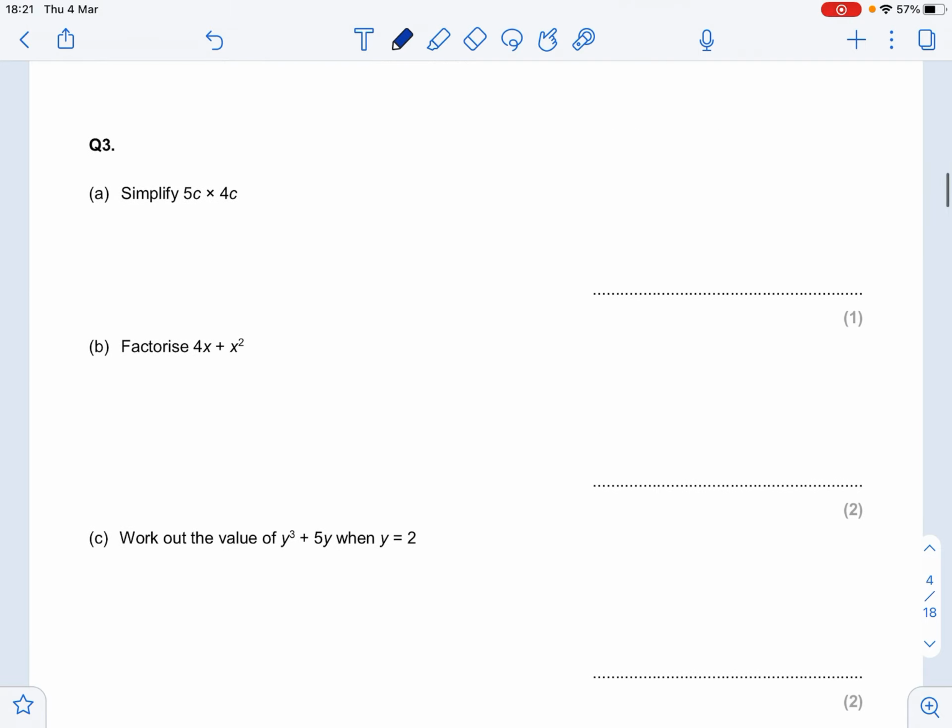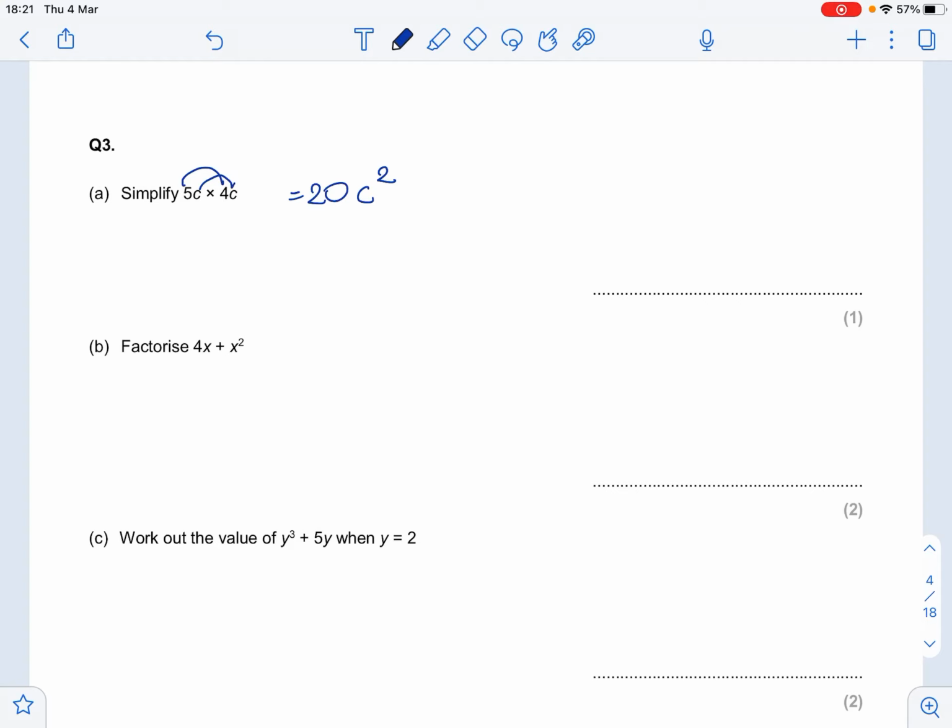Part C. So we're going to simplify this. So we're going to expand, we're going to multiply this out. So 5 times 4 is 20. C multiplied by C is C squared. So your answer should be 20C squared, and this gives you 1 mark.